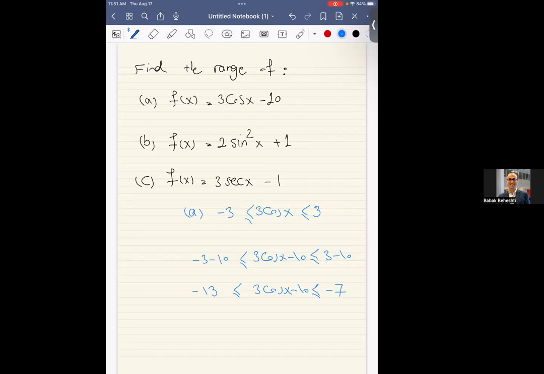What's the range for secant? Secant is greater than 1, less than negative 1. Greater or equal? Equal, yeah. It could be 1 and negative 1. Greater than or equal to 1. What's the other one? Less than or equal to negative 1.